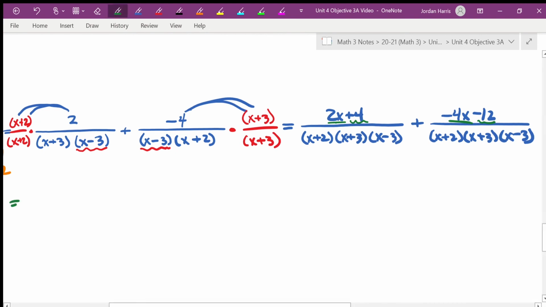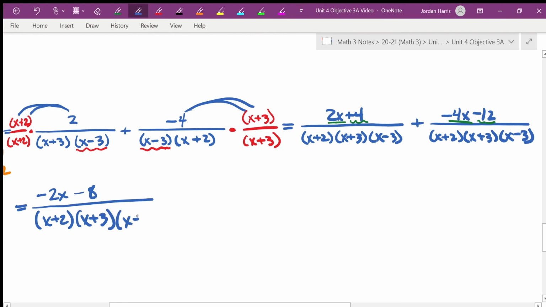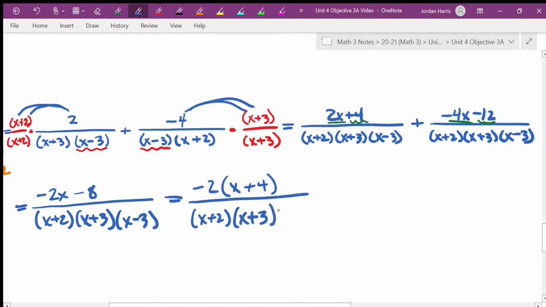Alright, so we get 2x minus 4x is negative 2x. 4 minus 12 is negative 8. x plus 2, x plus 3, x minus 3. And on the top, we can factor. It's a negative 2 GCF, and it's x plus 4. Oops, that was supposed to simplify, but it doesn't. x plus 2, x plus 3, x minus 3.